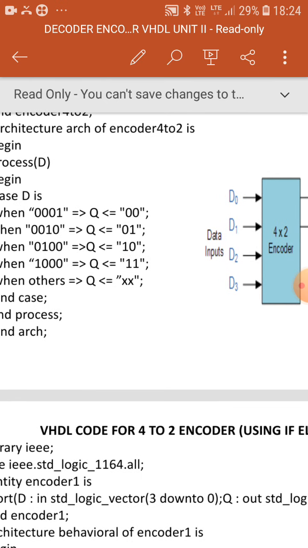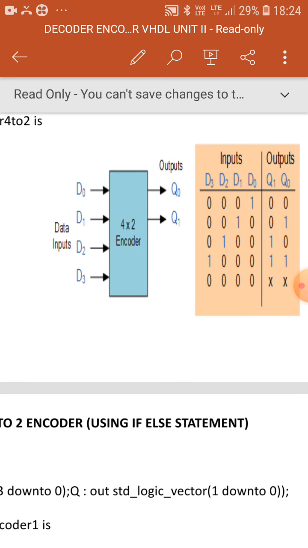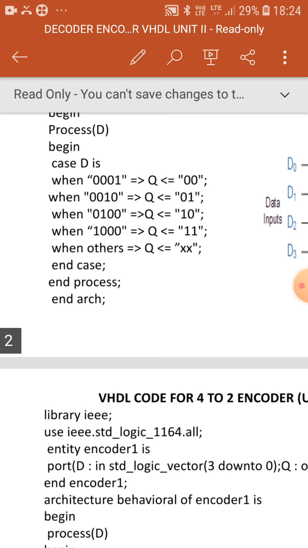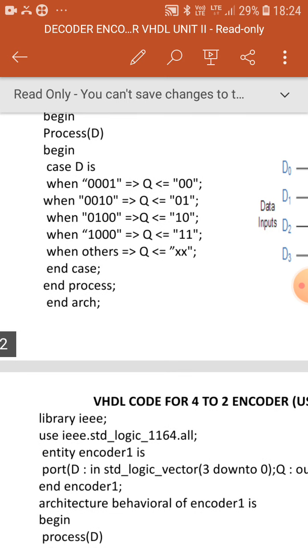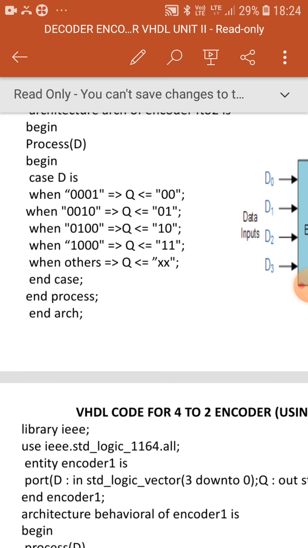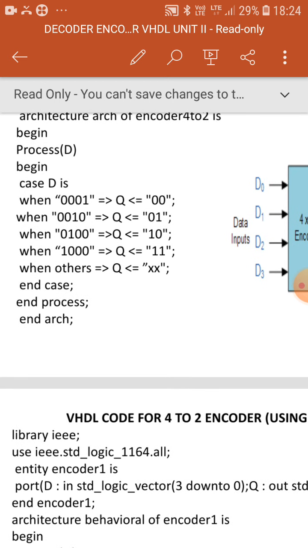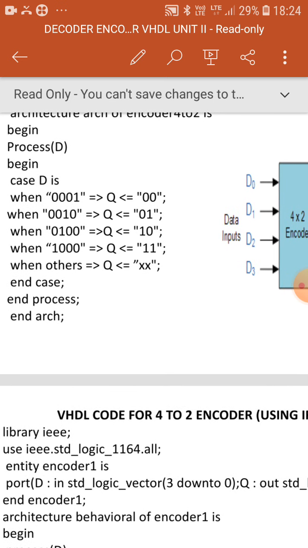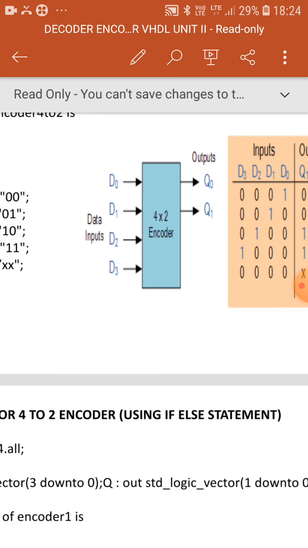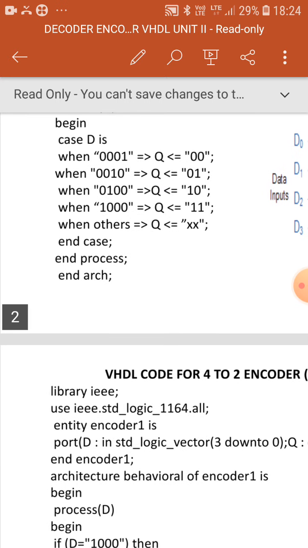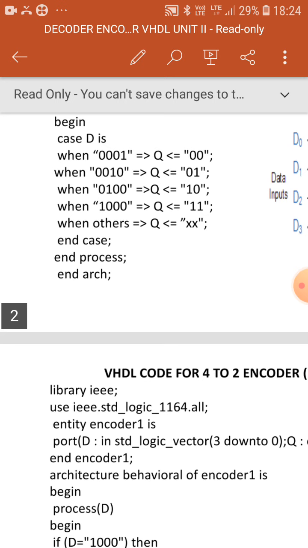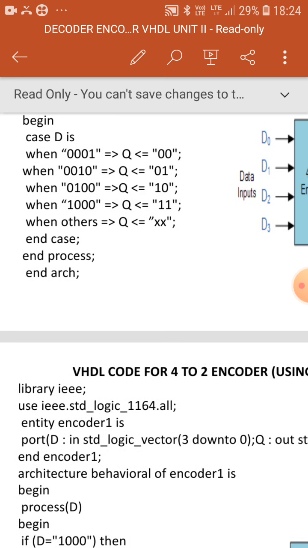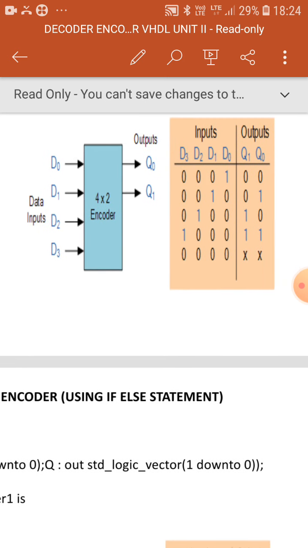Next, the second line, D1 is 1. So when D is 0 0 1 0. From the left side, the first bit is D of 3, next D of 2, next D of 1, next D of 0. So when D is 0 0 1 0, then Q is equal to 0 1. Next, when D is 0 1 0 0, that means D of 2 is equal to 1, then Q is equal to 1 0.